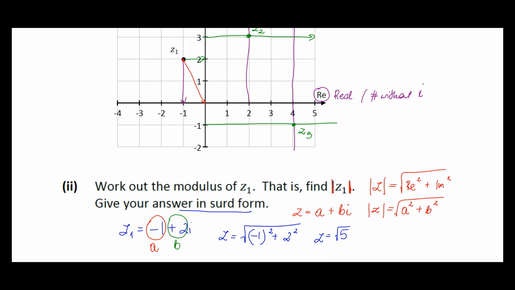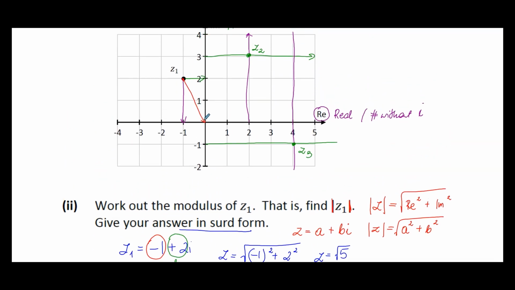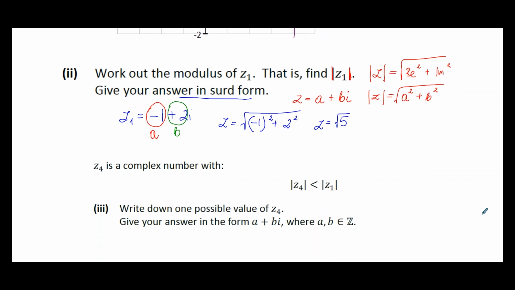Okay, let's have a look at the next part of this question. The next part is saying there is a fourth number, and that is the information that is given to us. So we have to understand what that description means. What that means is that the distance from that fourth number to 0, 0 is less than the distance of that first number to 0, 0. We calculated that distance as square root of 5. The new distance has to be less than that.